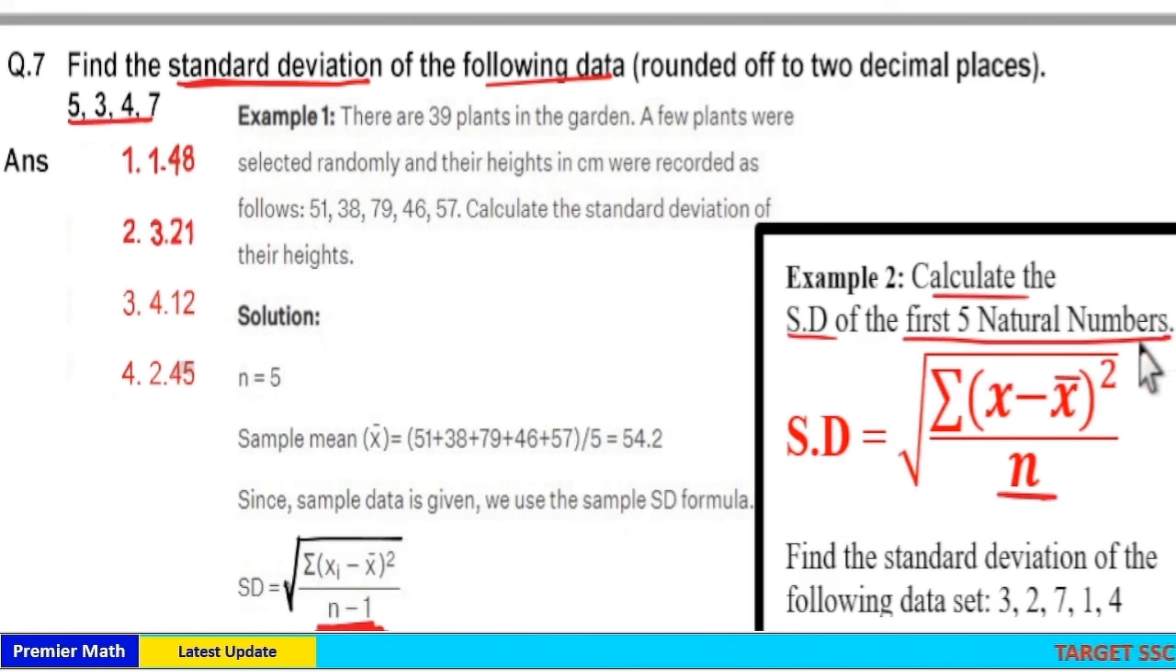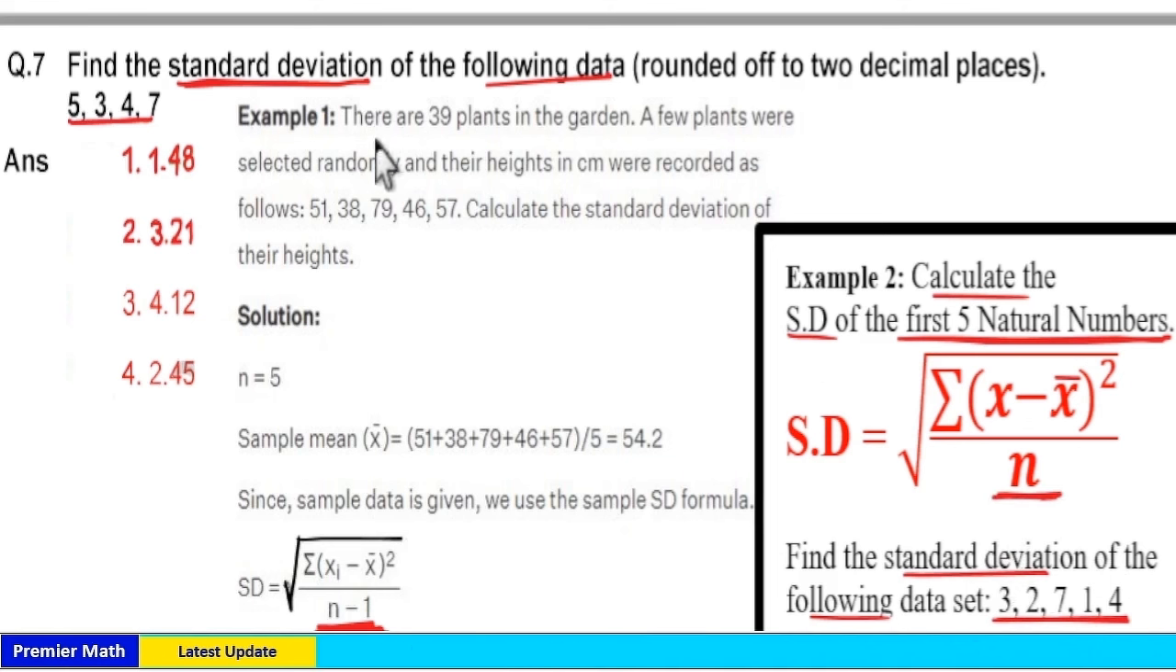Here, first 5 natural numbers means 1, 2, 3, 4, 5. So, you have data of the entire population. Then, you should use n in the denominator. And the second example is, find the standard deviation of the following data set 3, 2, 7, 1, 4. And here, this data is the whole population. So, you have data of the whole population, which means you should use n in the denominator.